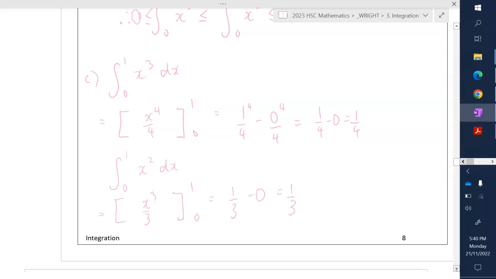Now, this is true and backs up our information before. So 0 is less than or equal to a quarter, which is less than or equal to a third, which is less than or equal to 1.